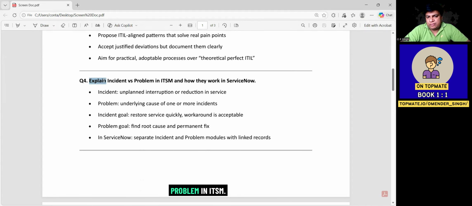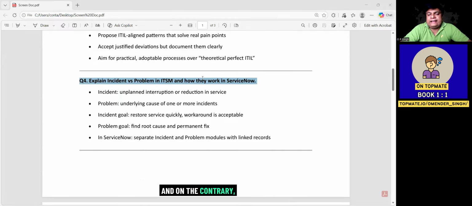Explain incident versus problem in ITSM. This is one of the common questions, so I thought let's include this as well. Basically, you treat an incident as an unplanned issue, like email is not working or VPN is down.